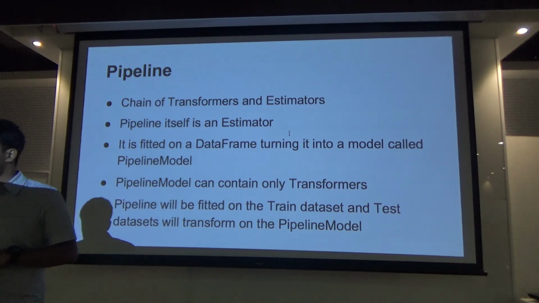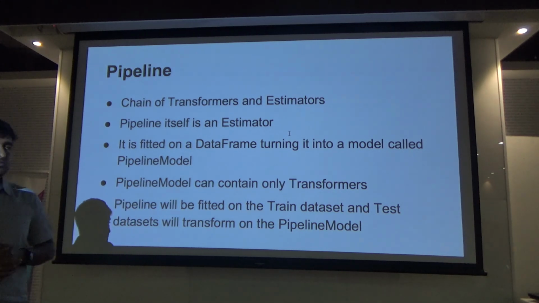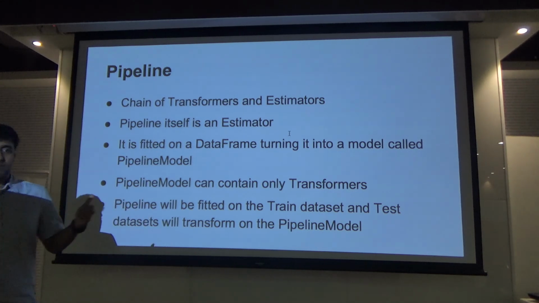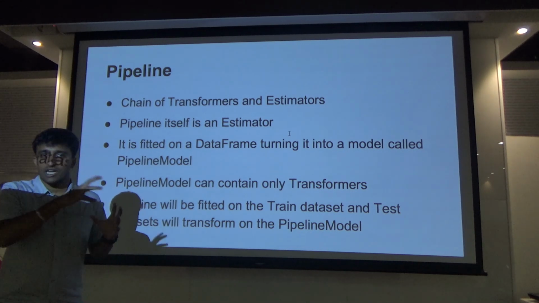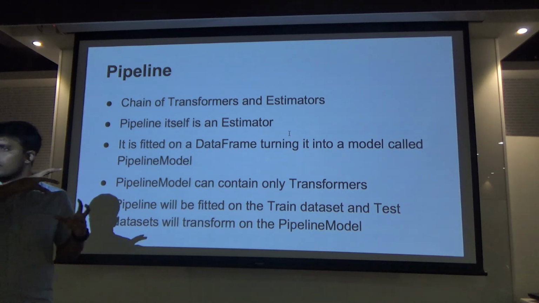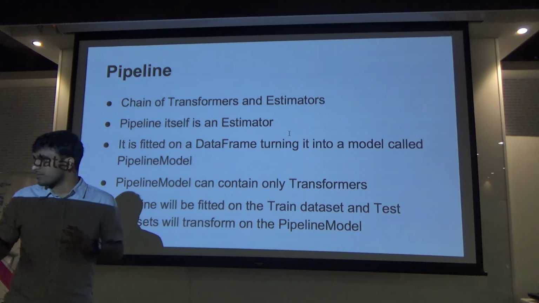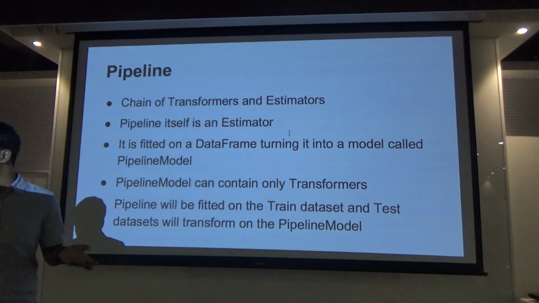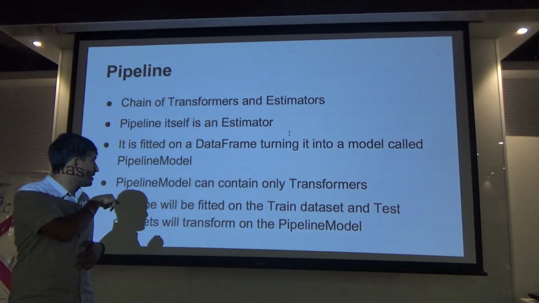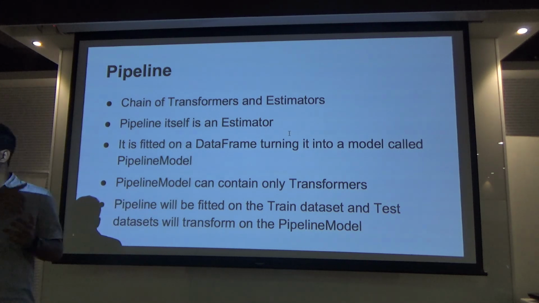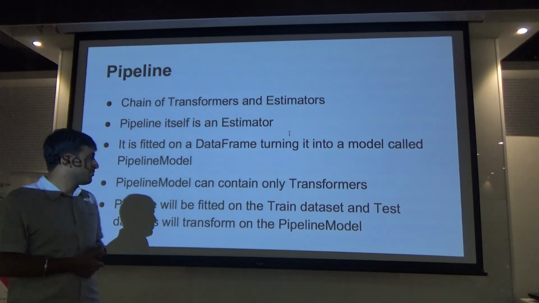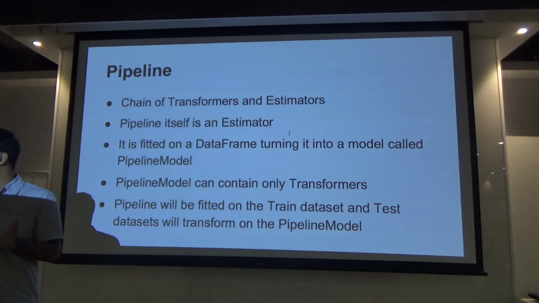So next is a pipeline. A pipeline can be assumed as a chain of transformers and an estimator. A pipeline itself is an estimator, where you create a pipeline which can contain different transformers and different estimators. So when you call fit on a pipeline, because a pipeline is an estimator, it calls fit on all the inner stages of the pipeline, and the model you get is called a pipeline model.